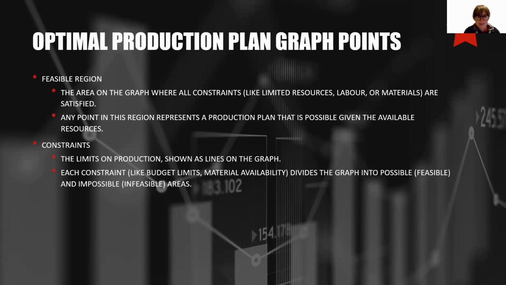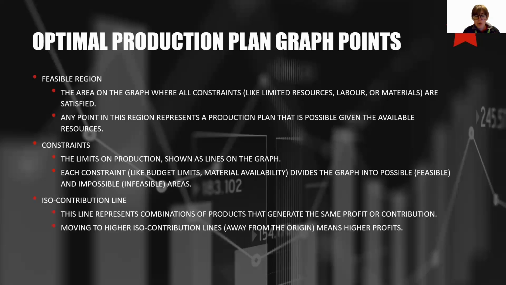We then have our constraints area. So this is going to be the limit on production. It is going to be shown as lines on the graph. And each constraint, like budget limits, material availability, whatever it may be, divides this graph into the possible and impossible areas. We then move on to the ISO contribution line.